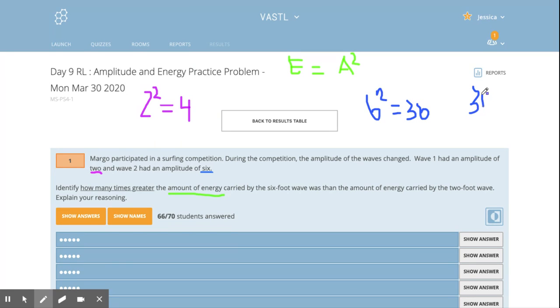So when we divide the two numbers, we get that the wave was actually 9 times greater, which is a lot larger than the 3 times that a lot of you put down. So be careful about that. Make sure you're always answering exactly what is being asked of you. It was the amount of energy, so we had to do energy equals amplitude squared.